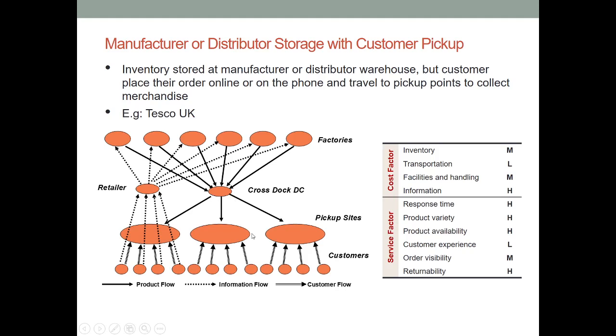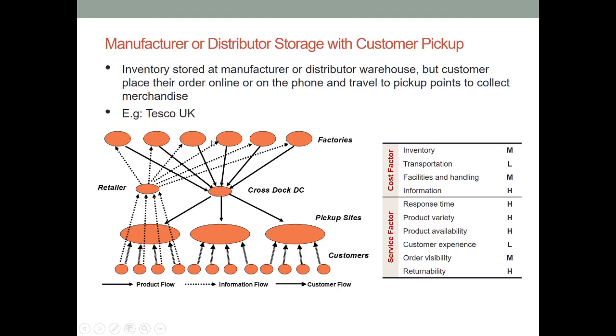Right? So here we can see that the customer will order from the retailer. The retailer will send all the orders to the factory or manufacturer. The manufacturer will send the products to the cross dock, inbound to the cross dock and outbound to the pickup sites. Here we can see that there is a cross dock distribution center.